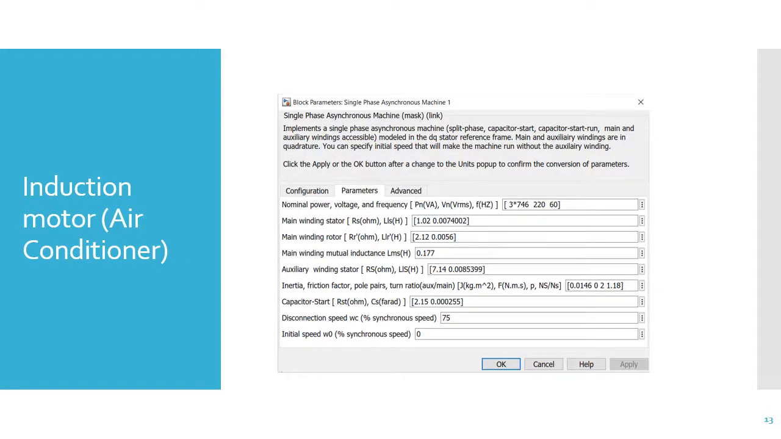Inside the induction motor, which we are using as an air conditioner, we used a 3 horsepower motor, and we can see the nominal voltage, the frequency, the resistance, inductance, and capacitance of the induction motor.